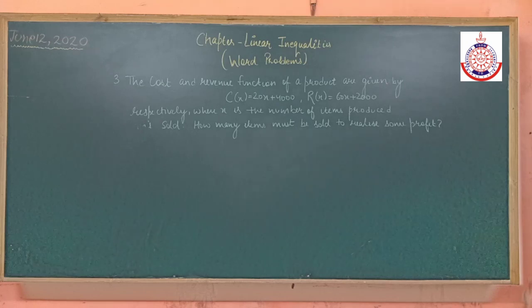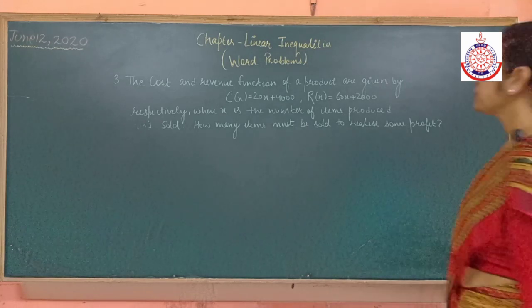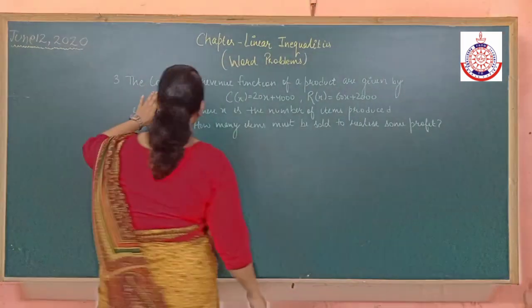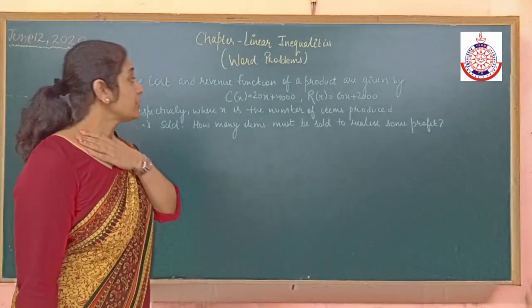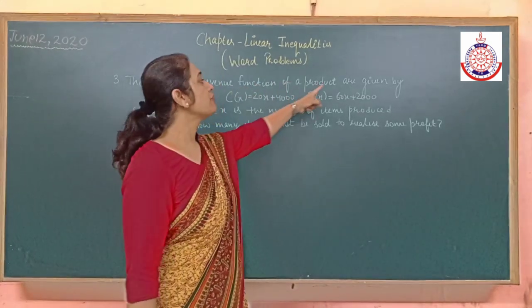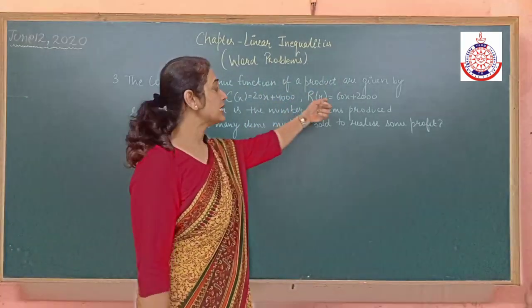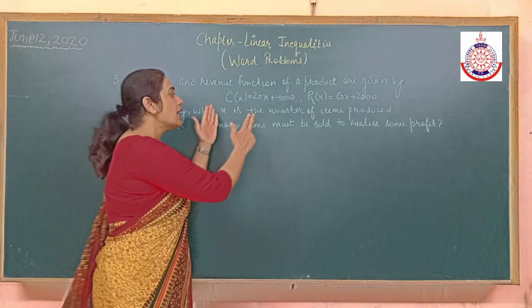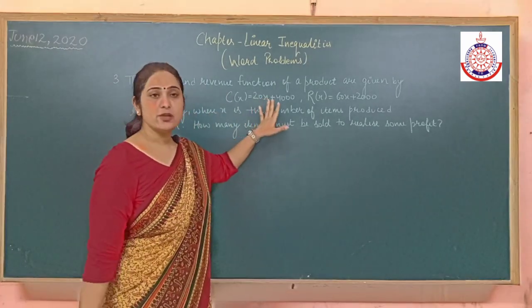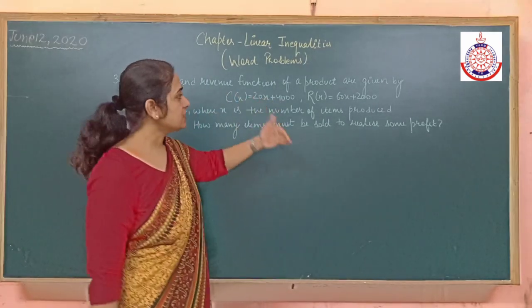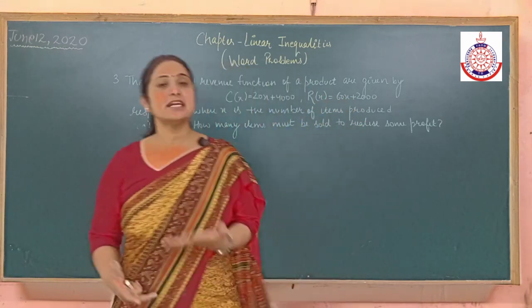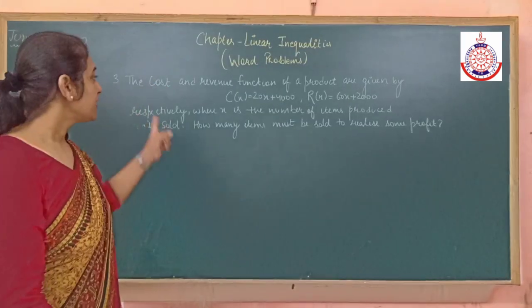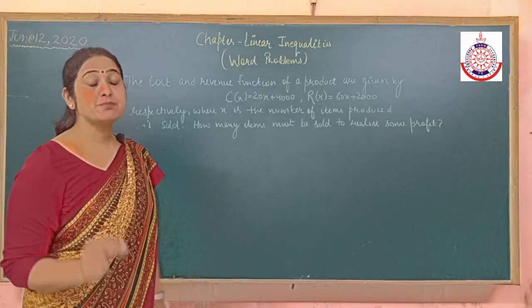Let's take the next example. The cost and the revenue function. See, cost, you know, the cost of some article. Revenue means the income on it. The cost function and revenue function of a product are given by this and this. This is the cost function. That means if I keep putting the values of x, I get the cost of that article. And if I keep putting the value of x here, I get the revenue of that article. That means income.